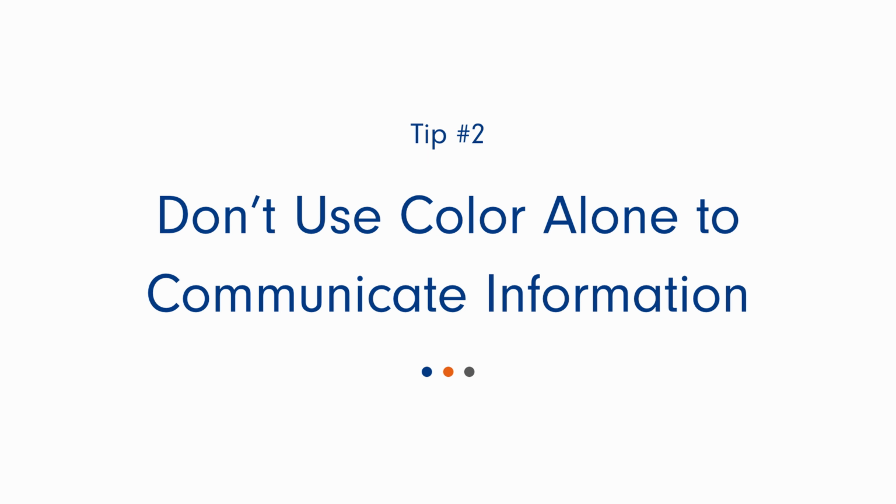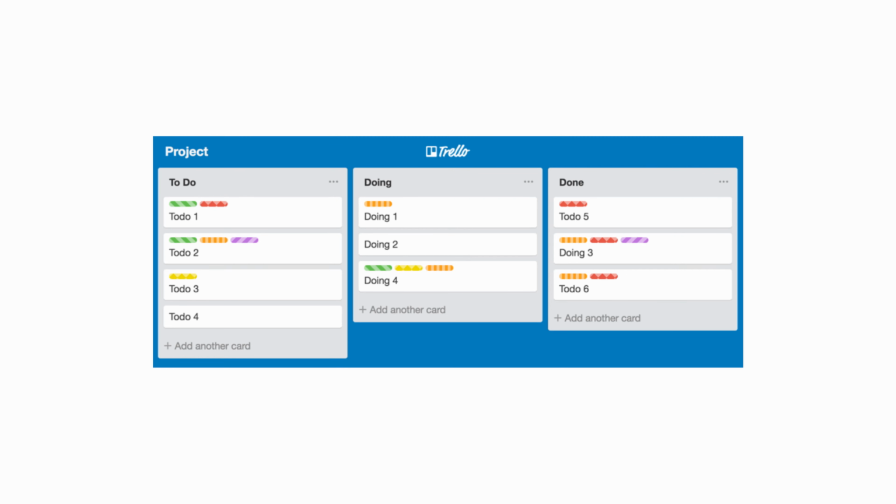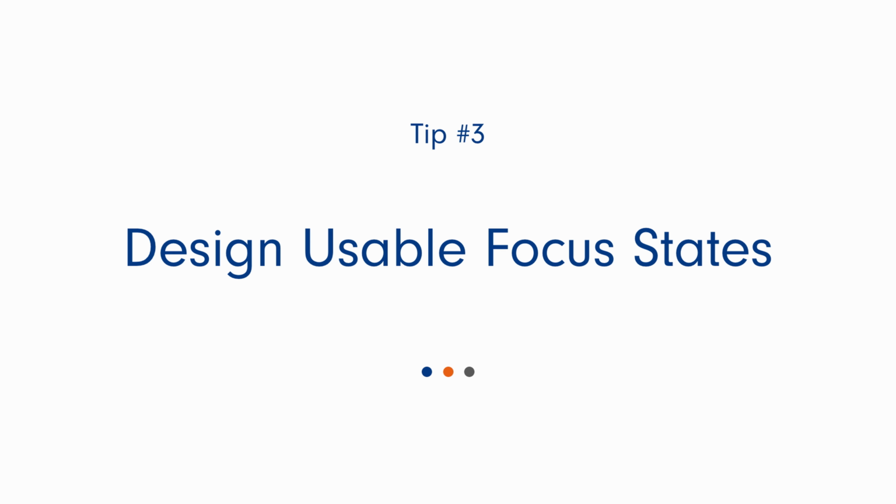Tip number 2, don't use color alone to communicate information. People with low vision or color blindness can have a hard time understanding your content if you only use color as indicators or visual cues. You can switch it up a little bit and try using patterns or labels in your designs. Here's a great example from Trello's colorblind friendly mode. When turned on, the labels become more accessible by adding texture. Another good trick here is to view your designs in black and white and see if you can still understand and differentiate the information.